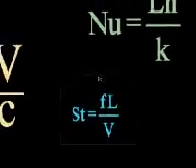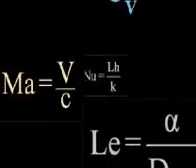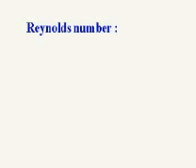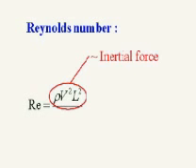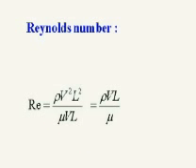There are a lot of these non-dimensional parameters, but the most important one in fluid mechanics, which comes directly from non-dimensionalizing the Navier-Stokes equation, is the Reynolds number. It's defined as the ratio of the inertial force to the viscous force on a body, and it's equal to rho VL over mu, or just VL over nu.